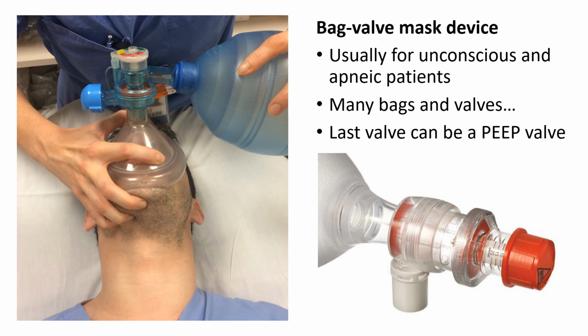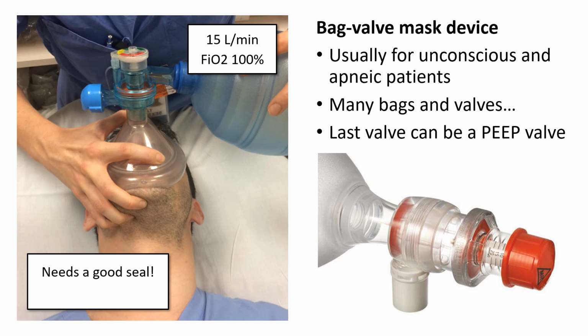A BVM, like any device, needs to be connected to some source of oxygen. So usually we connect it to tubing and crank it up to 15 liters per minute. And with good technique, you should in theory be able to get 100% FiO2. Most of this depends on getting a really good seal with the mask and opening that patient's airway. So when you do this, you need to do a really good C and E technique like you learned on your anesthesia rotations.